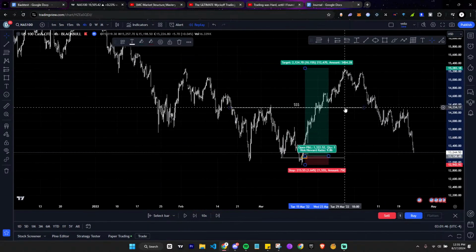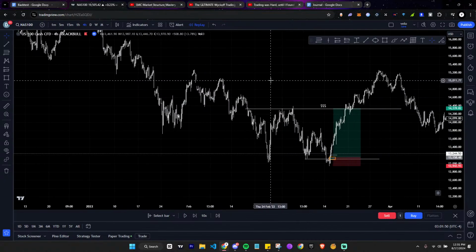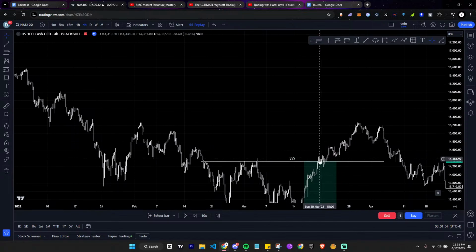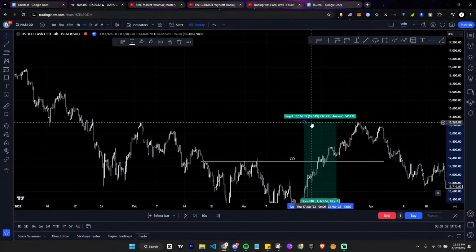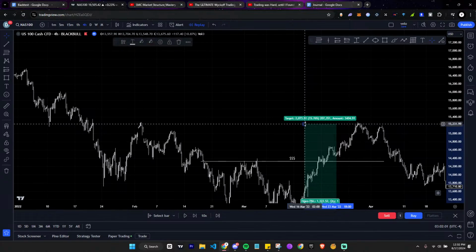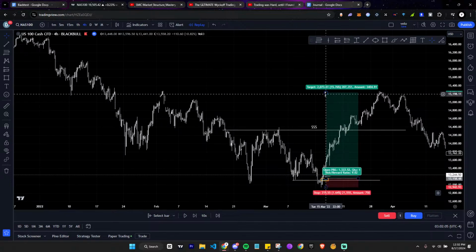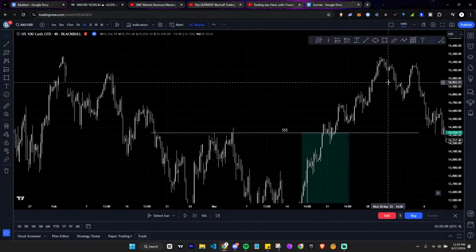Nope. Nope. So it went here because this was the resting liquidity. Wait, it did hit TP, isn't it? Almost. Slightly below. Almost at a 1 to 10 there. It's okay. Alright, give me a second, guys.